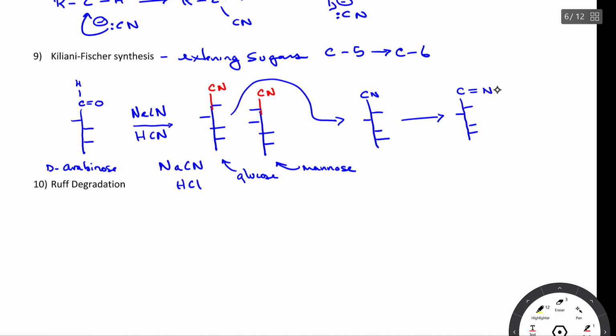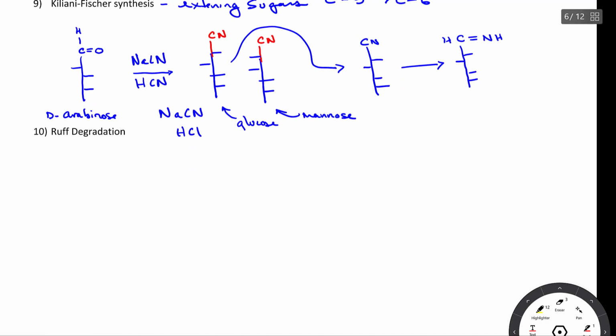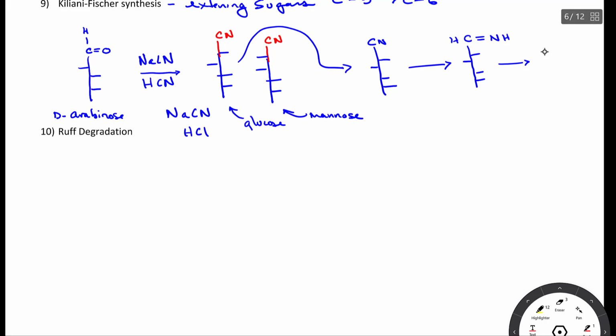So what you've done is you've created the imine out of it, like that. And then the last step is to hydrolyze that with hydrochloric acid and water, or aqueous acid solution. It doesn't really have to be hydrochloric acid, but an aqueous acid solution. And so you'll end up getting this.